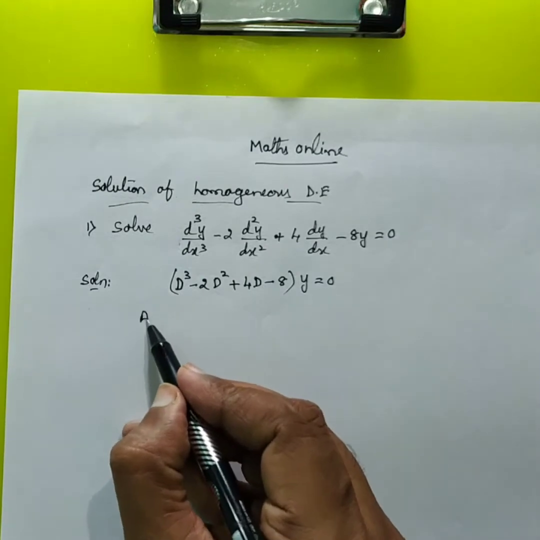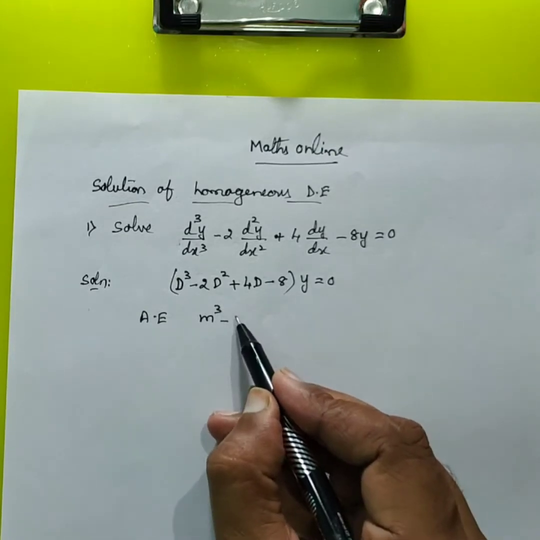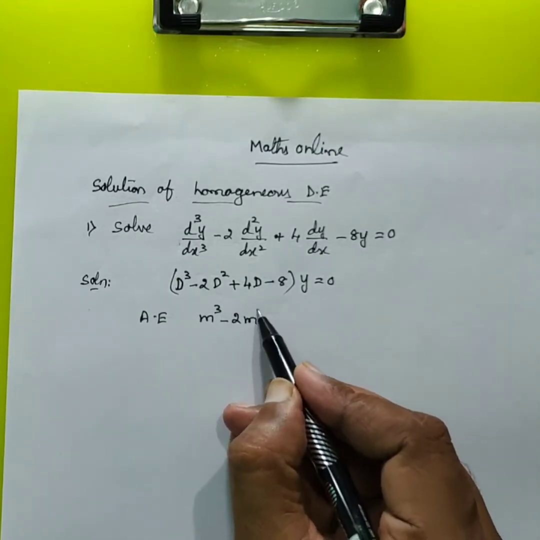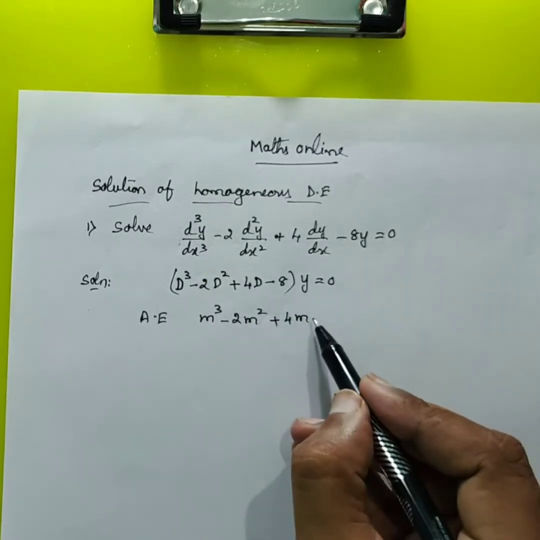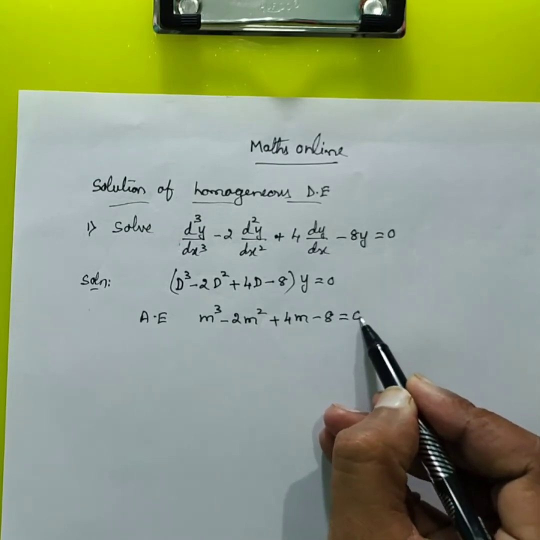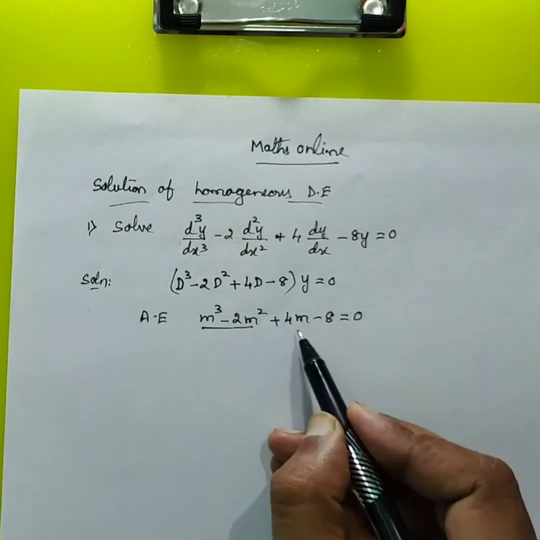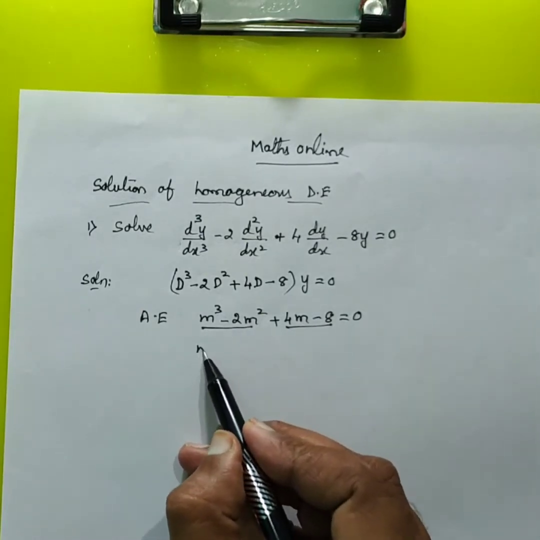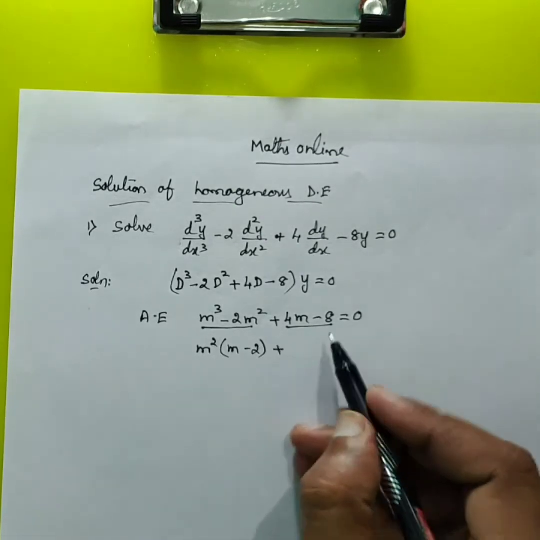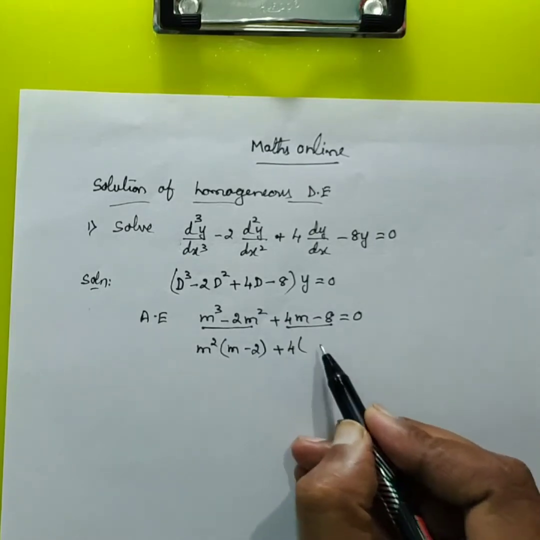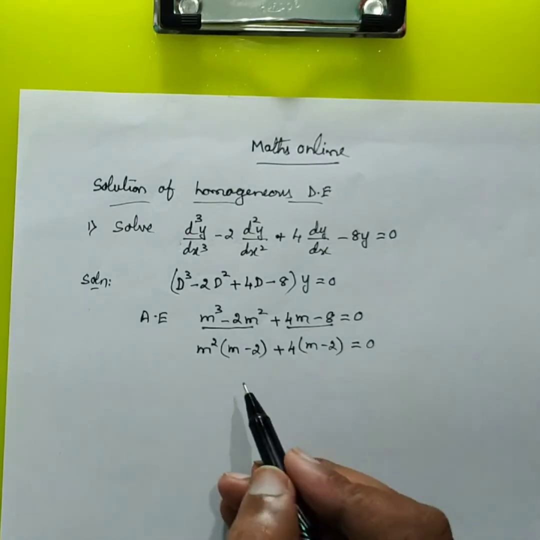So now if I write down the auxiliary equation, the auxiliary equation can be written as m cube minus 2 times of m square plus 4 times of m minus of 8 is equals to 0. You can factorize this one by grouping the first two terms and the last two terms. If I take m square common from here, I will be left out with m minus of 2 plus. Here 4 is common, so if I take 4 common outside, I will be left out with m minus of 2. That is equals to 0.